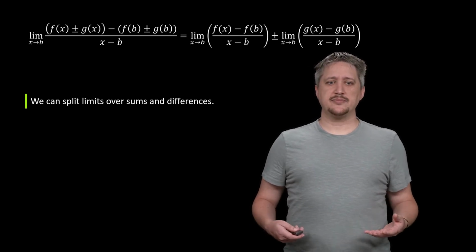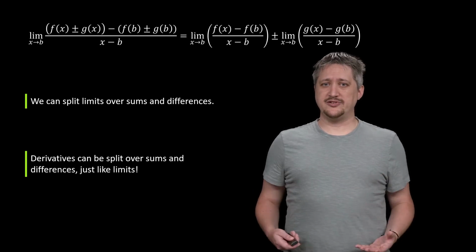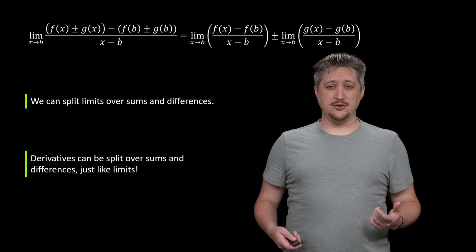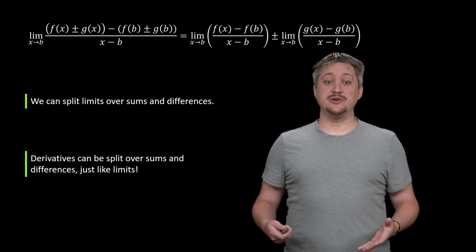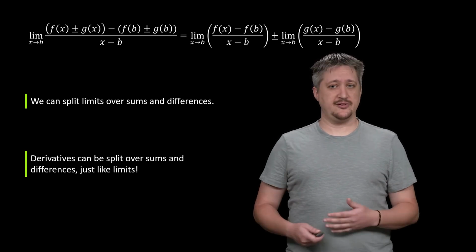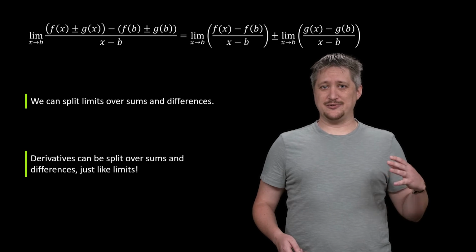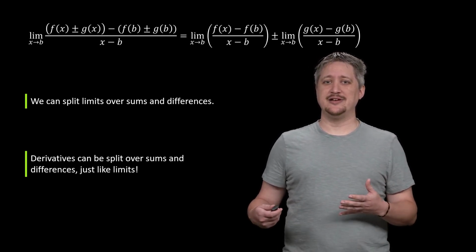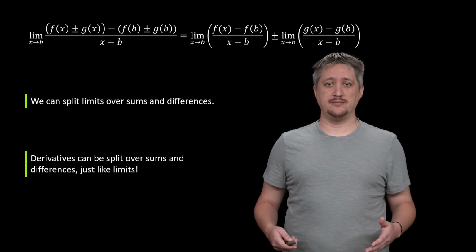So in particular, since we can split limits over sums and differences, we can do the same thing with derivatives. Even though we had all that work in the middle, what it came down to was the fact that we could split that limit at the very end. And so derivatives also split over sums and differences, just like limits do, okay? So if you didn't track all of that work in the middle, this is the takeaway: limits split, and thus derivatives also split over pluses or minuses.